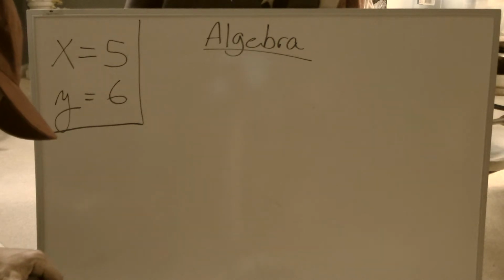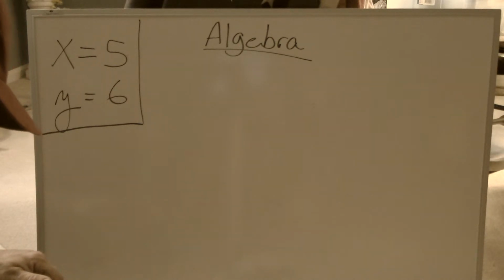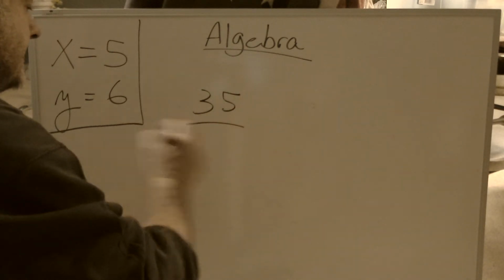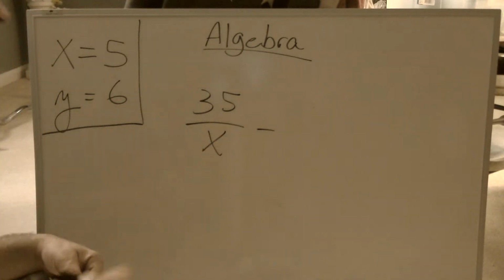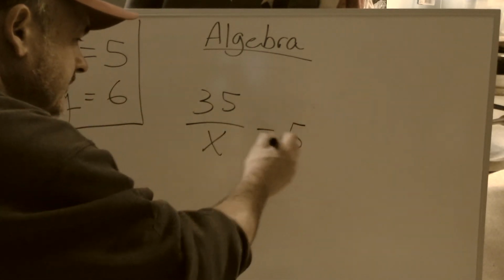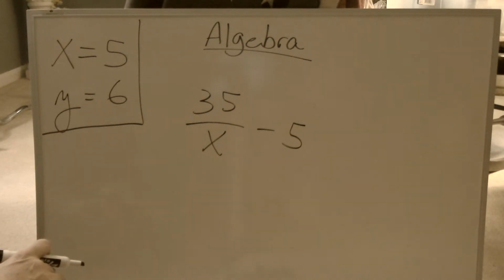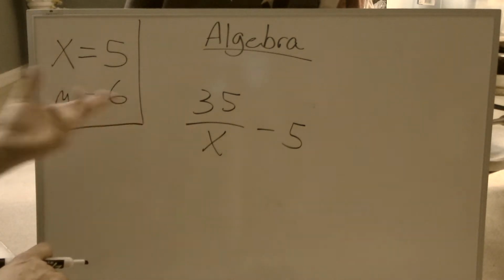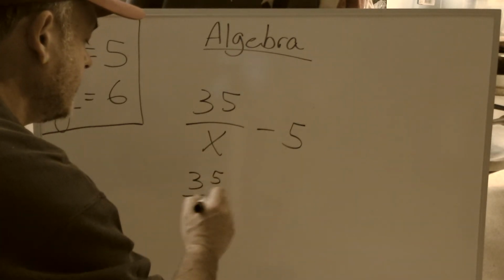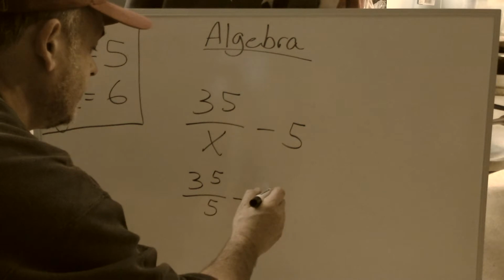Let's do one that's a little more complicated. Let's see. Let me find one that's not. Well, here's one. Okay. 35 divided by X minus 5, because I was reading that. 35 divided by X minus 5, because that line means division, right? So 35 divided by 5 minus 5.